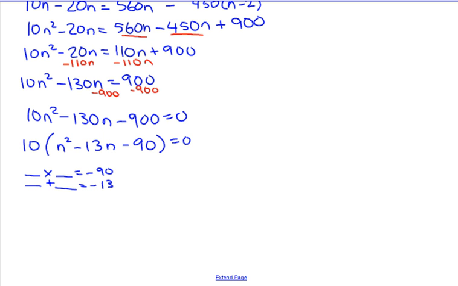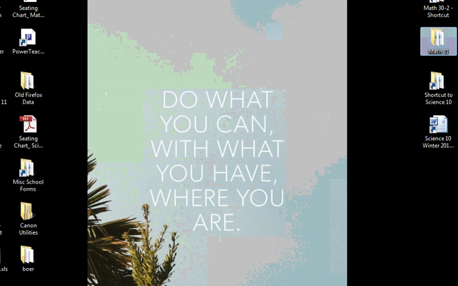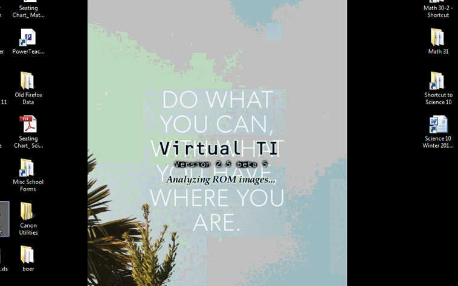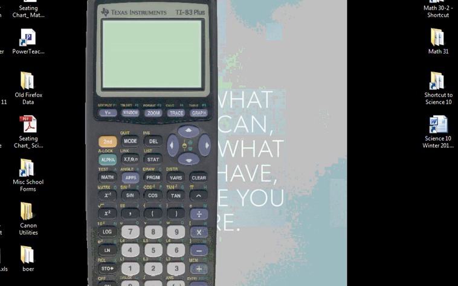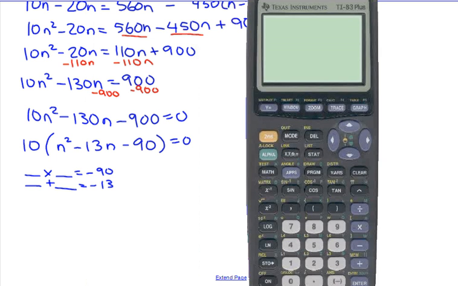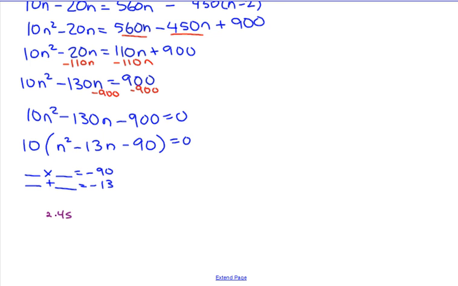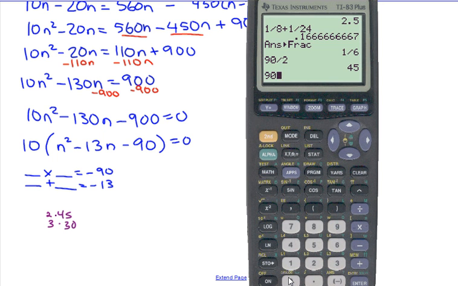So we need to use our calculators. I'm going to bring out the calculator. Okay, so we have two numbers that multiply to negative 90. So you can start dividing. So 2 and 45, right? Make a tree. 2 times 45. 3 times 30. 90 divided by 3. That won't do it, right?